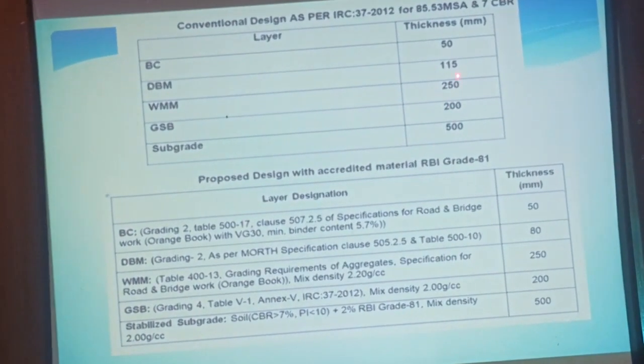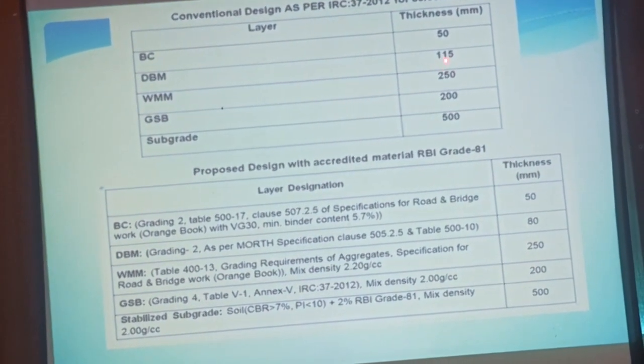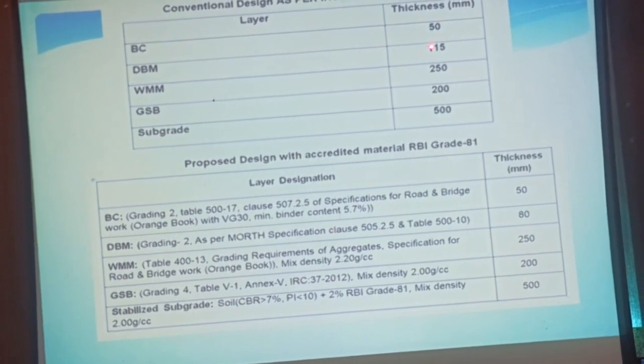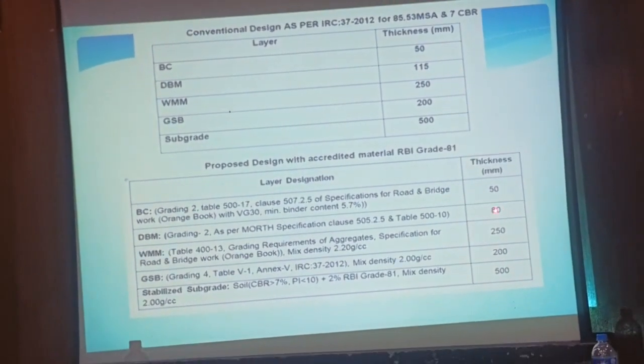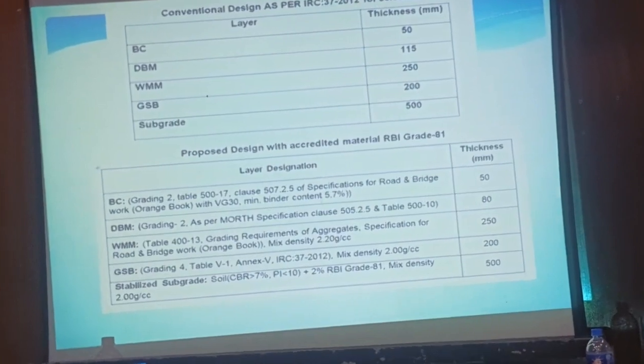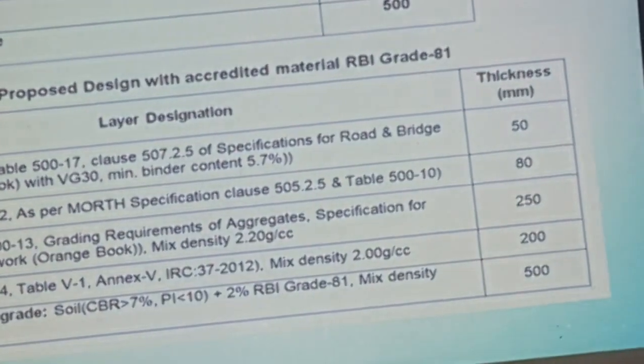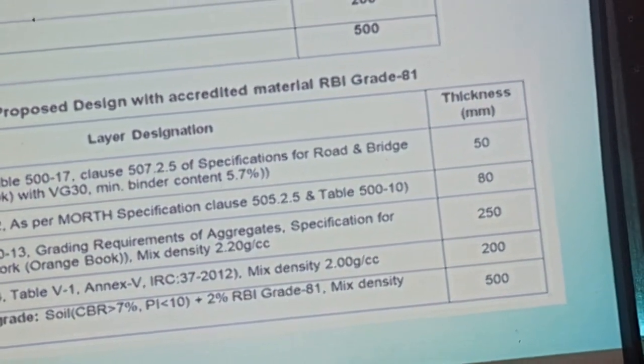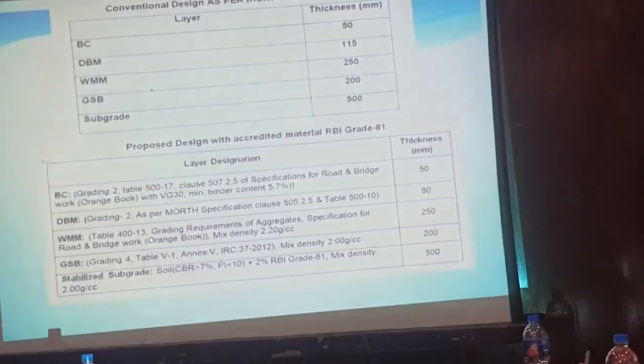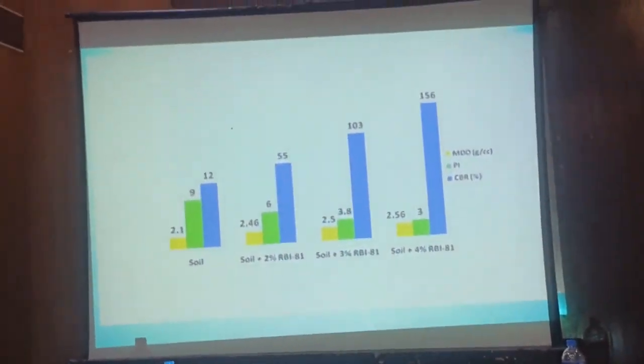You see, with the conventional method, DBM is 115 millimeter. The rest are almost the same. And here it is 80. So it's a saving of 35 millimeter of DBM. How much does it cost? A lot, no? So this is the actual thing.